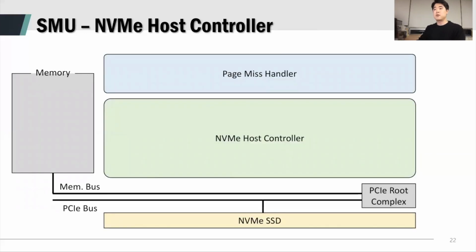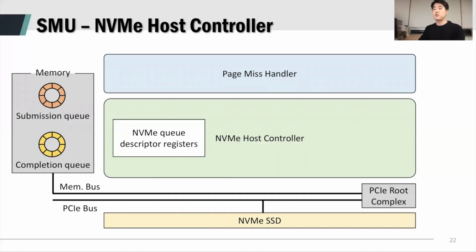In order to enable the NVMe host controller to directly handle I/O in compliance with the protocol, the operating system configures an NVMe queue pair to be used by the SMU and registers queue pair information such as queue addresses in the NVMe queue descriptor registers. Therefore, the NVMe host controller can request I/O and confirm I/O completion via registers directly. For I/O completion, our scheme disables interrupts to avoid OS intervention. Instead, the NVMe host controller monitors all memory write transactions from the PCIe root complex via snooping the memory address of the completion queue.